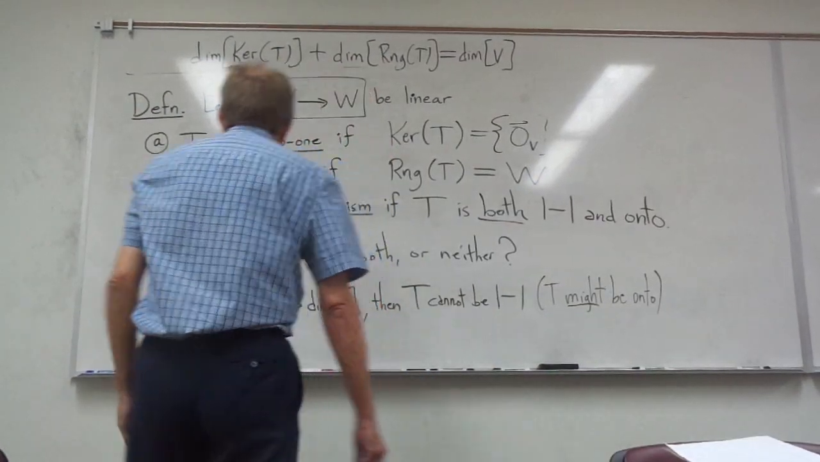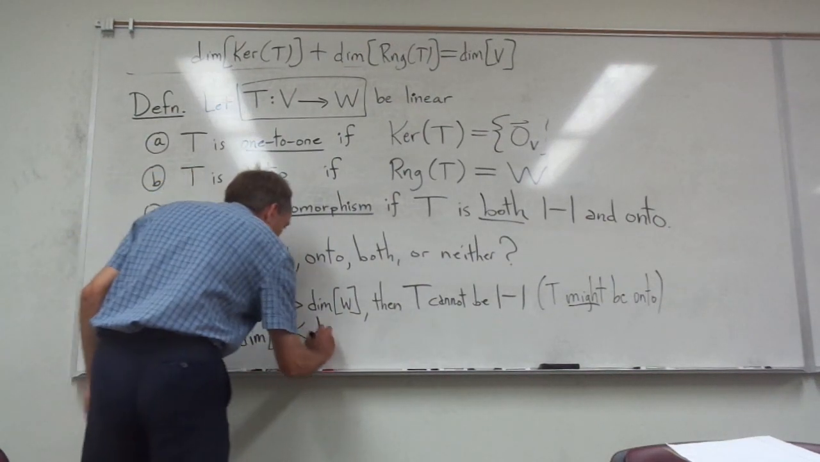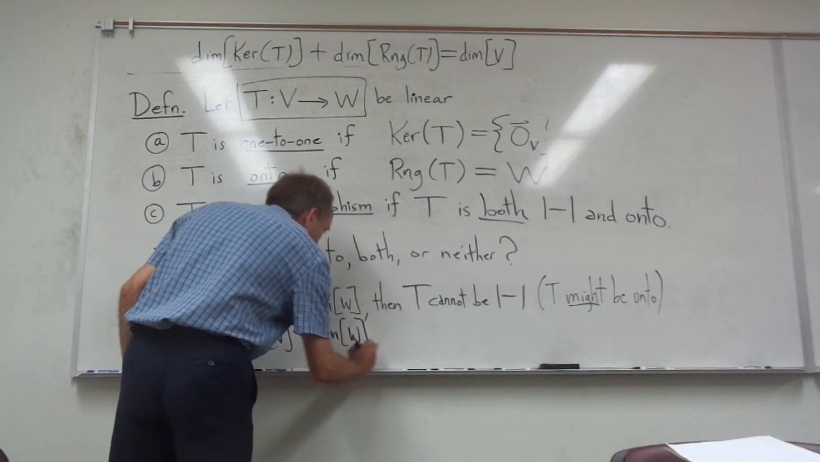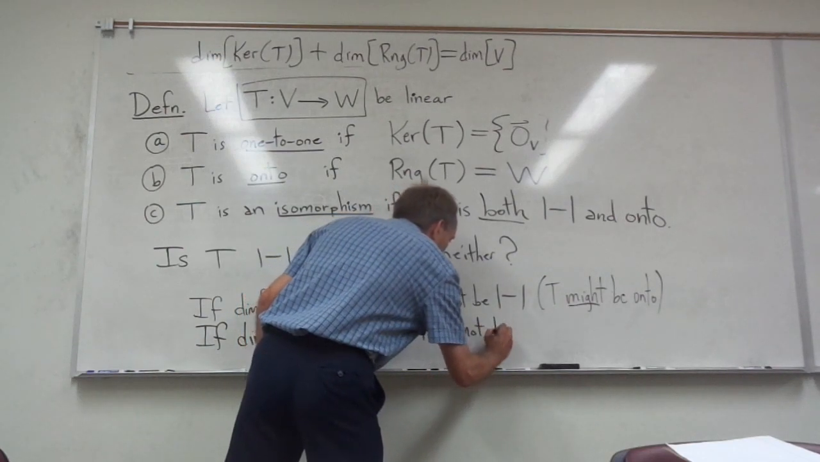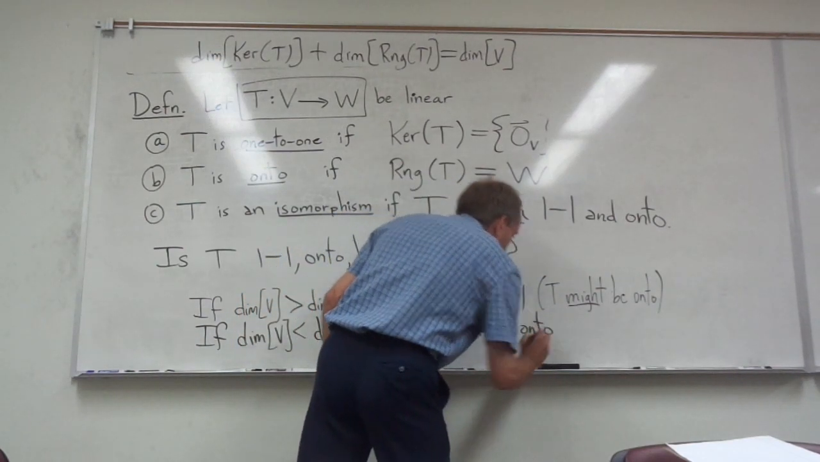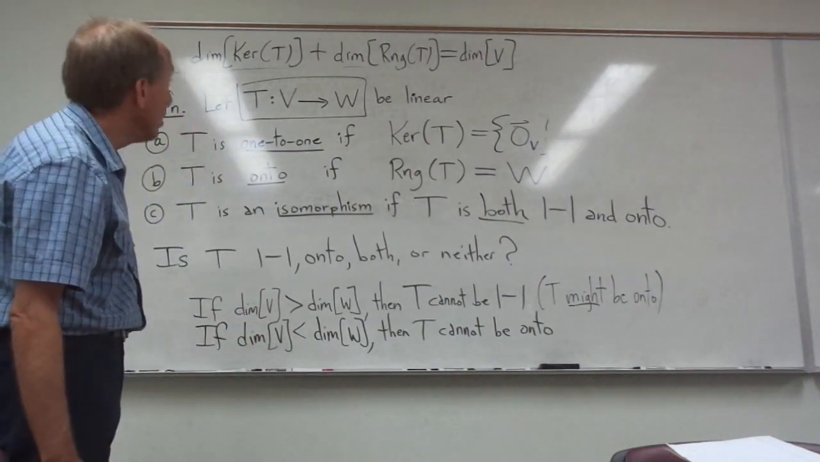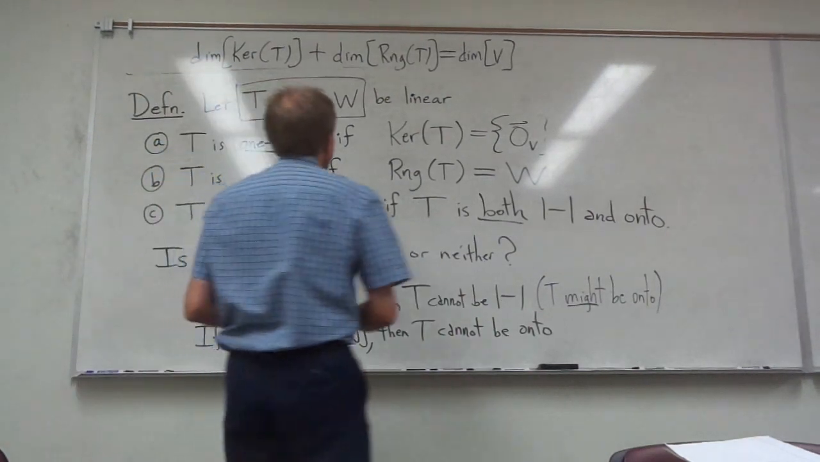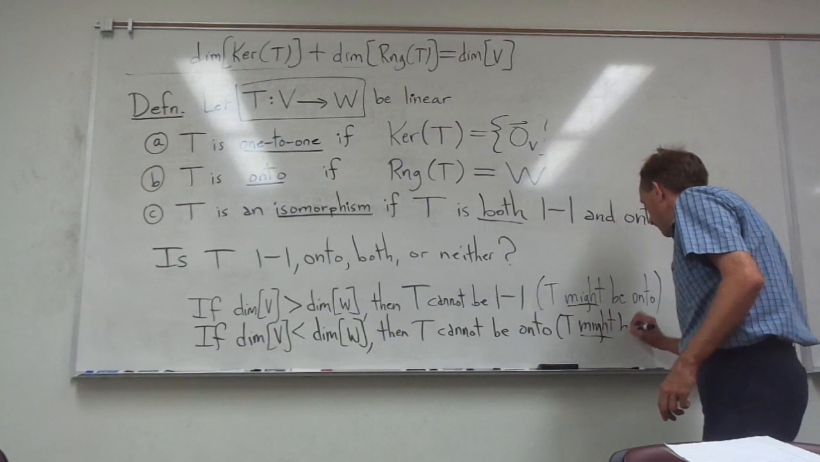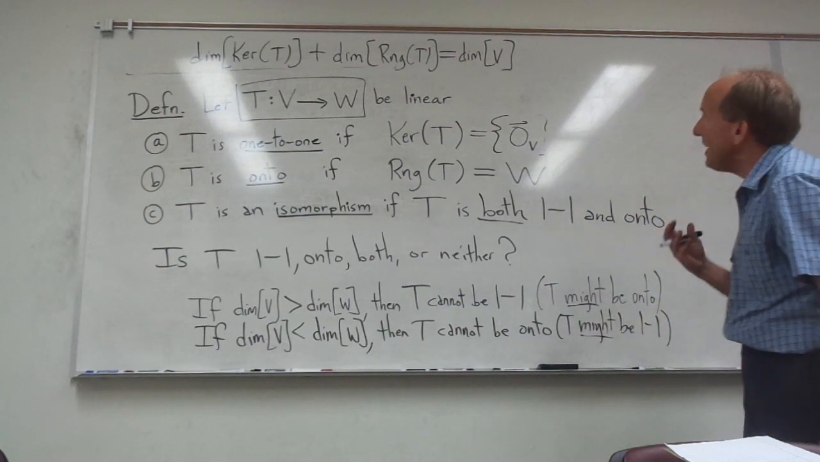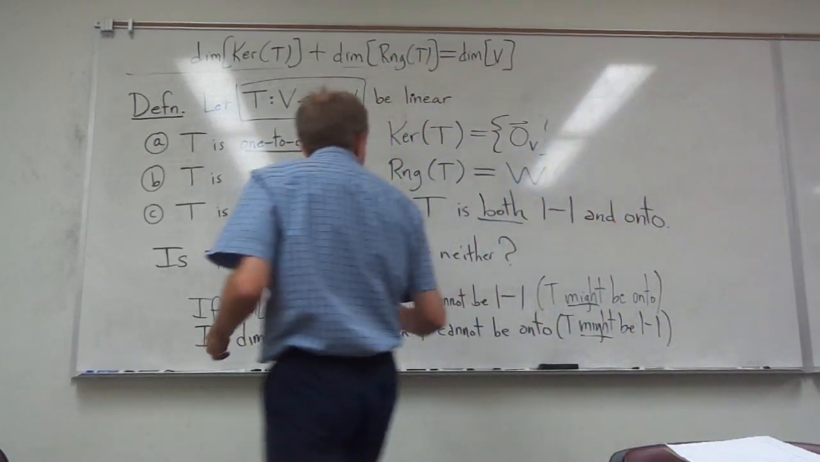Right. Okay, the reverse scenario, if the dimension of V is smaller than the dimension of W, then T cannot be onto. V is just simply too small for this to be onto. And T might be one-to-one. So if V is smaller than W, then T cannot be onto.